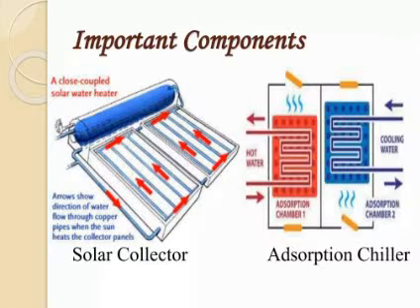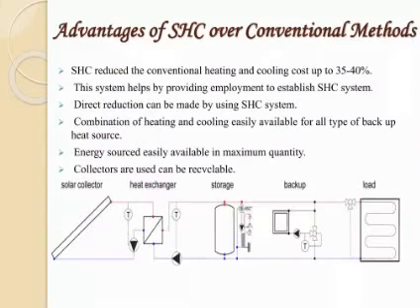The important components are the solar collector and the adsorption chiller. A closed coupled solar water heater, and the arrows show the direction of water flow through copper pipes when the sun heats the collector panels. In the adsorption chiller, the hot water is passed in one chamber of the adsorption and the other is passed with the cooling water.